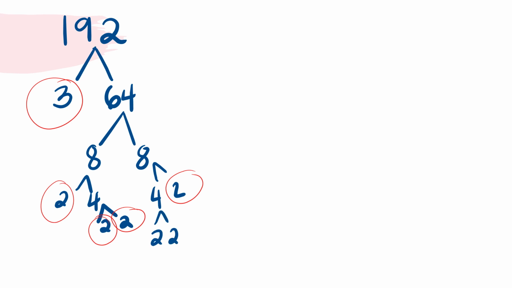4 can be broken down into 2 times 2. Both of those 2's are prime, so we circle them. All right, so next we're going to work on 360.